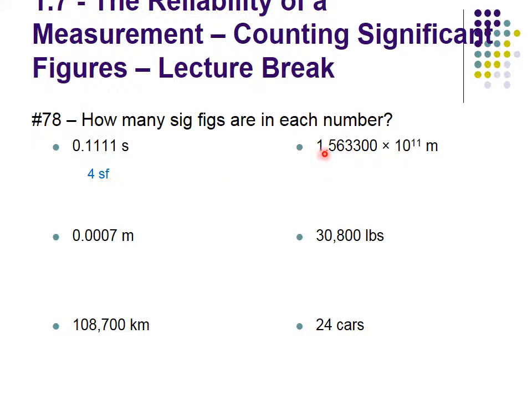Over here, we have 1, 2, 3, 4, 5 non-zeros. And then we have zeros that are after a decimal place. So those are also significant. So the 5 non-zeros, the 2 zeros, 7 sig figs. Down here we have 1 non-zero, and then we have 4 zeros. These 4 zeros are leading zeros. Leading zeros are never significant. So this number is only 1 significant figure.